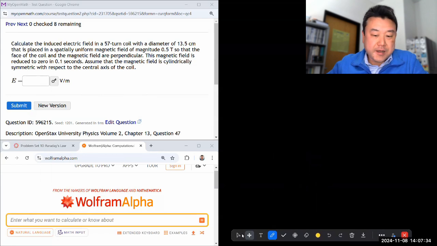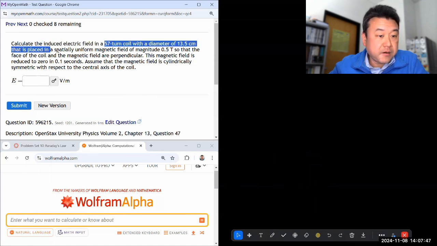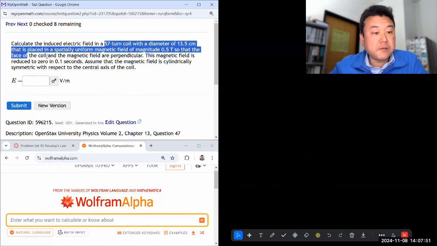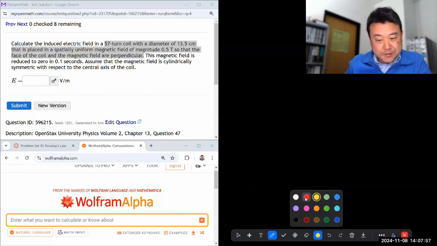So the question asks, calculate the induced electric field. So we are going to be dealing with Faraday's law. Let's draw a picture of the setup. So it's some number of turn coil with some diameter placed in a uniform magnetic field, so that the face of the coil and the magnetic field are perpendicular. I don't know why the question didn't draw the picture for us, but that's fine. Let's draw the picture ourselves.